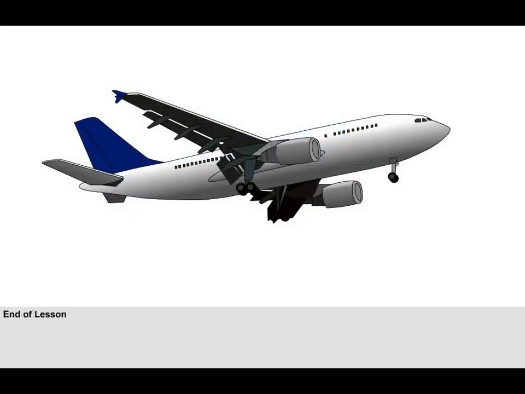This completes the lesson on climb performance. Ensure that you familiarize yourself with how various factors and environmental conditions affect your climb performance in terms of both the angle and rate of climb.